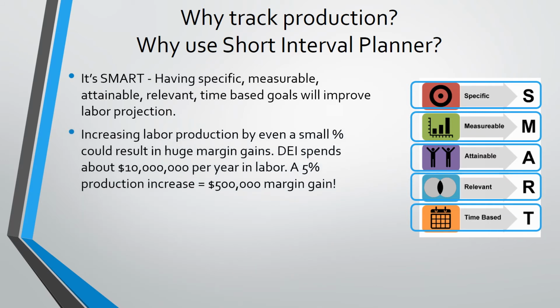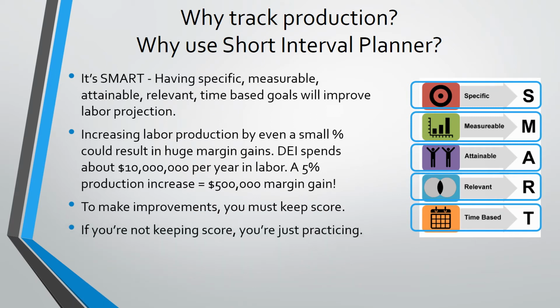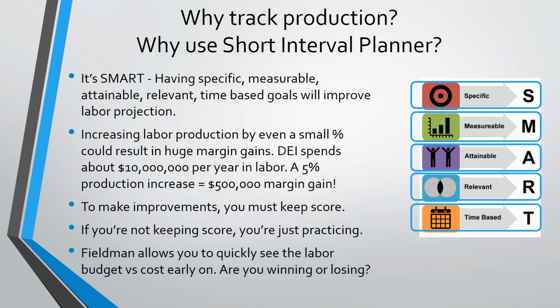As mentioned earlier, Design Electric spends about $10 million a year in labor. Just a 5% increase could amount to a $500,000 margin gain. To make improvements, you must keep score. If you're not keeping score, you're just practicing. Fieldman allows you to quickly see the labor budget versus the cost early on. Are you winning or are you losing?